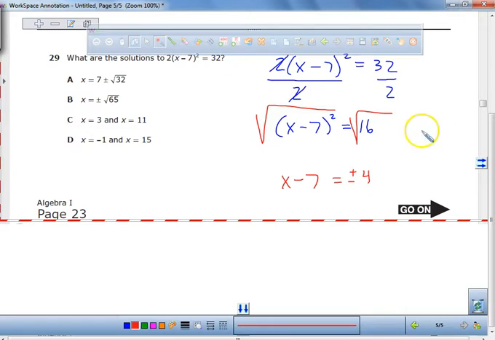You're like, wait a second, what are you talking about? Because what's negative 4 times negative 4? A positive 16, and 4 times 4 is also 16. That's why you have to do a plus or a minus. So we're going to break this into 2 equations. One of them is x minus 7 equals 4. And the other equation is x minus 7 equals negative 4. So x minus 7 can equal a positive 4 or it can equal a negative 4.